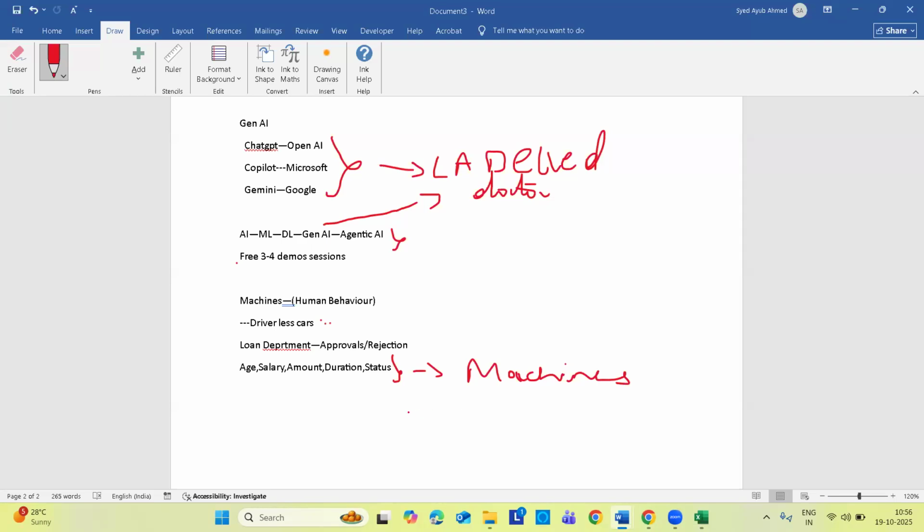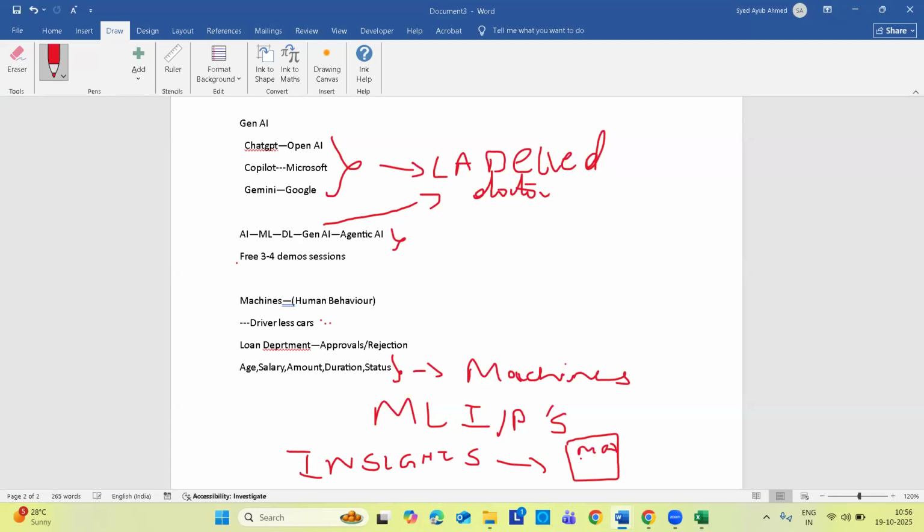So all this is coming from your machine learning. Machine learning inputs, I can write like this. ML inputs will be there, and they will have some insights and information. Based on this information, it will process some data to the machine. Here you will have some mathematical operations done, calculations and all.